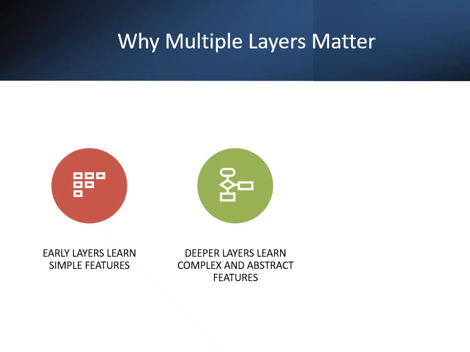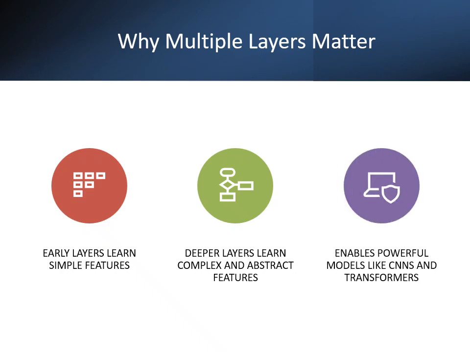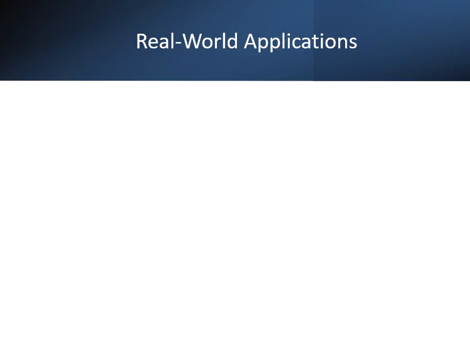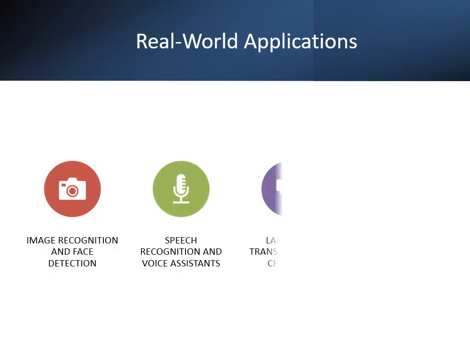Real-world applications. Neural network layers power many real-world applications. From facial recognition and voice assistance to language translation, medical diagnosis, and self-driving cars, deep learning is transforming how machines understand and interact with the world.